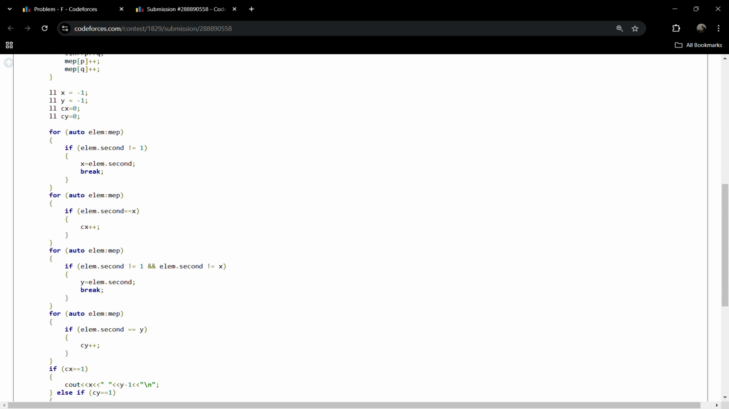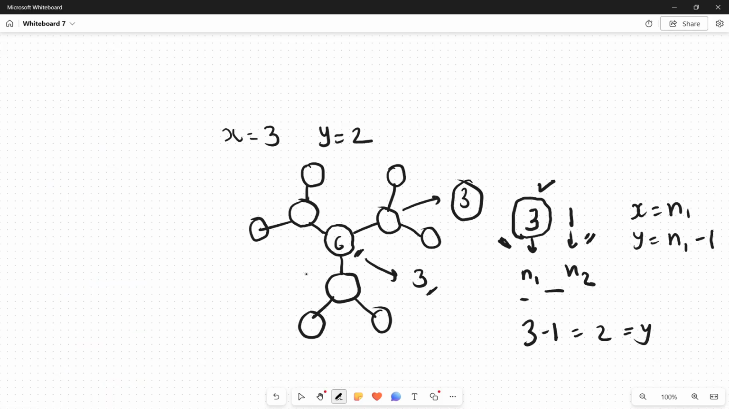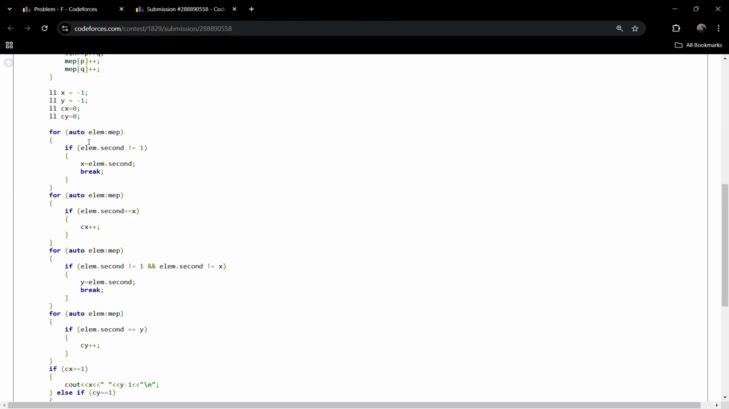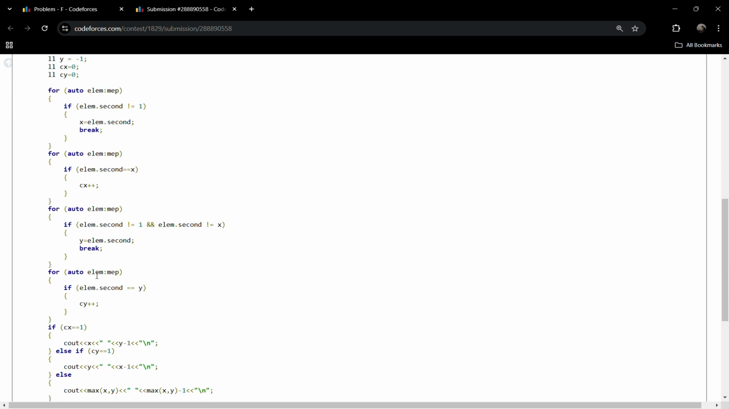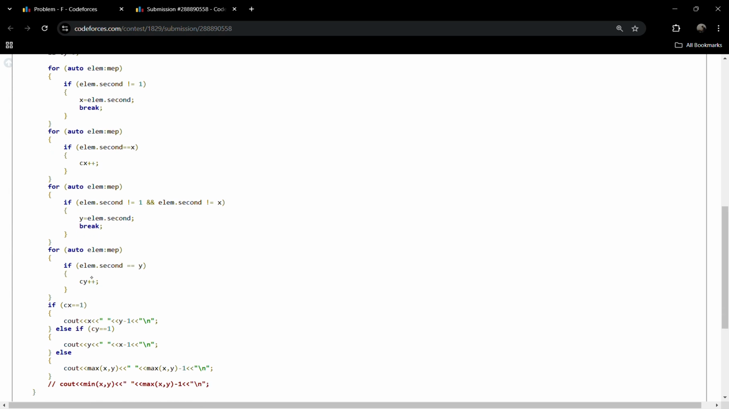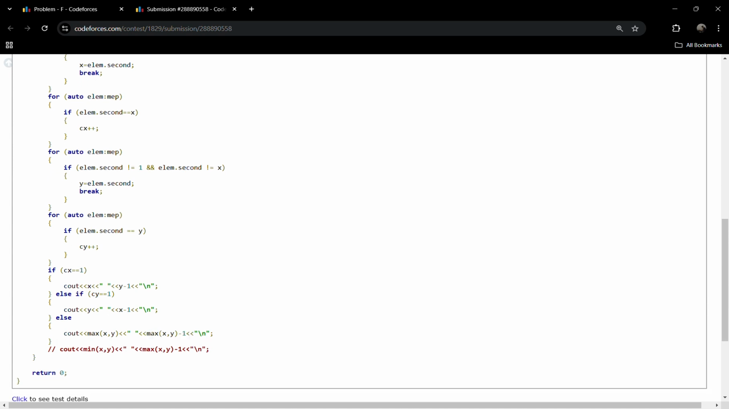And suppose there is an edge case. See this loop here: suppose x is equal to n1 and y is equal to n1 minus 1, then our y will remain minus 1 only, because the second part of every element will be either 1 or x, so it will not enter the if statement's block. So y will remain minus 1 only. And finally doing the count of y as well.